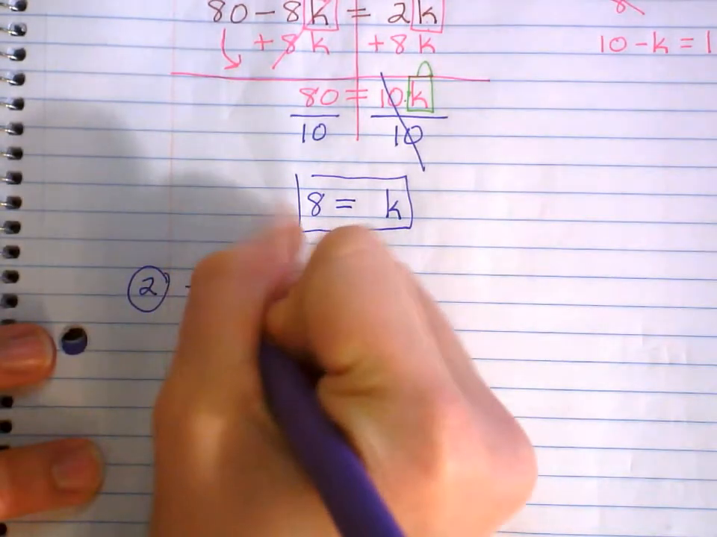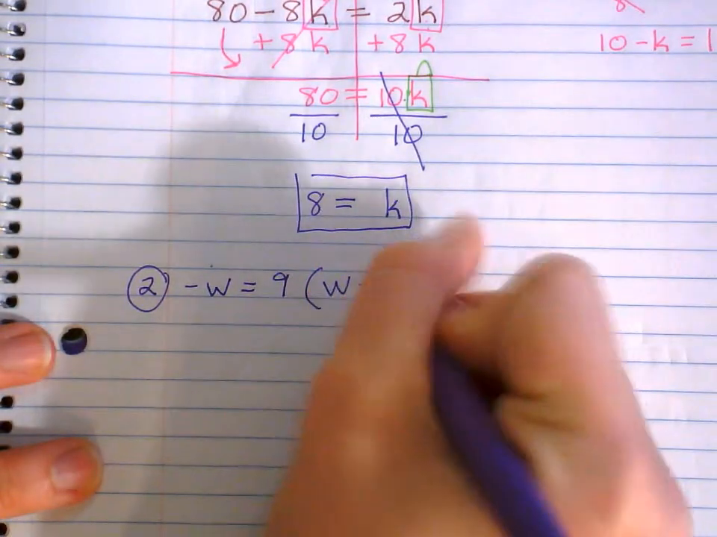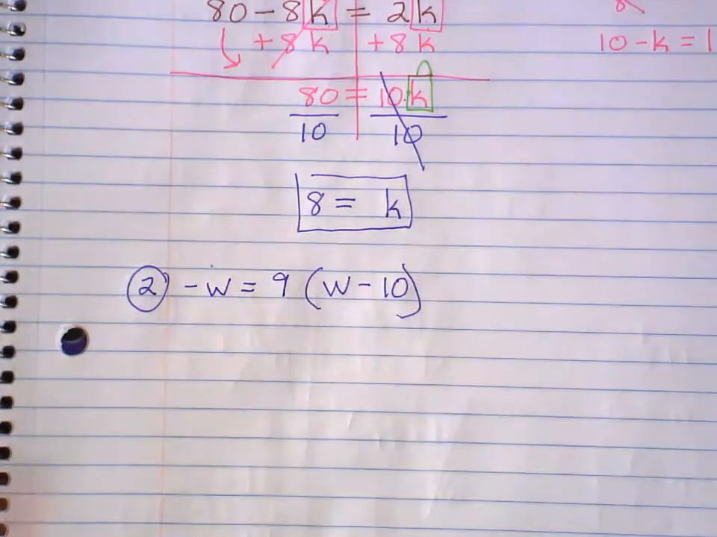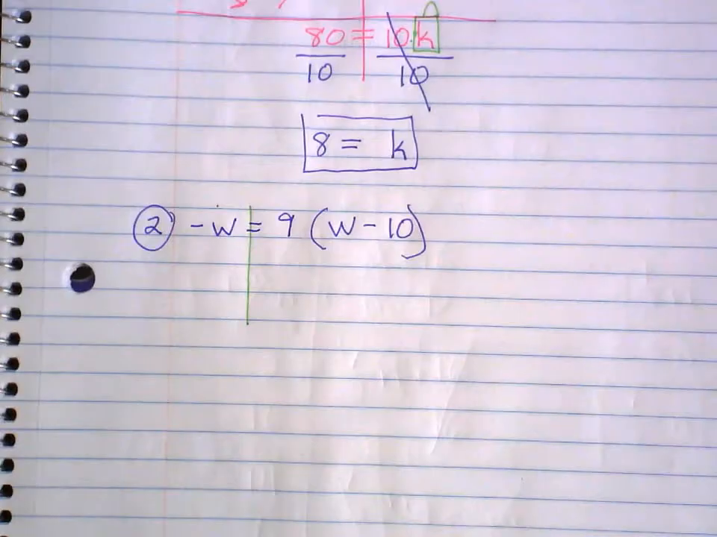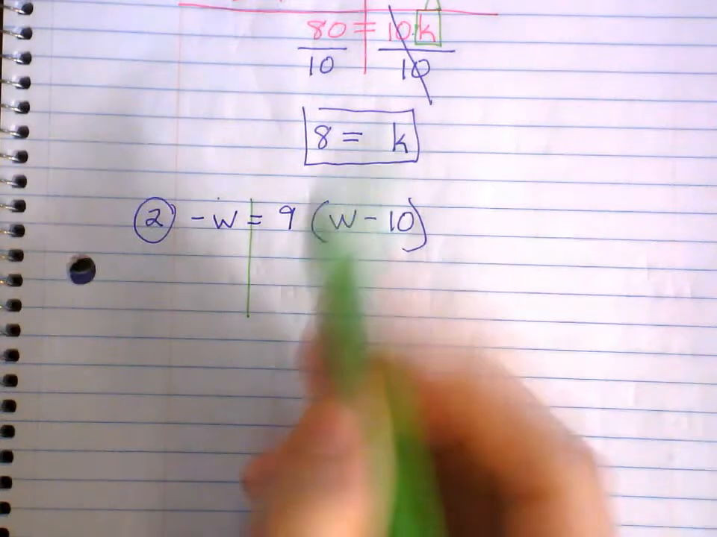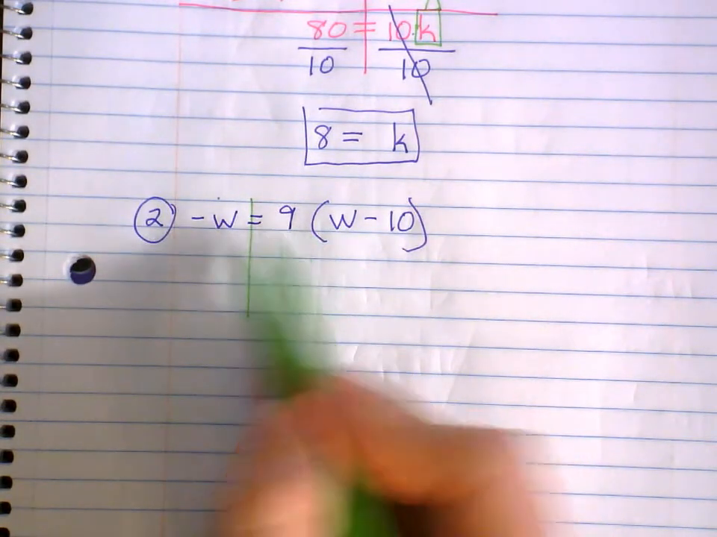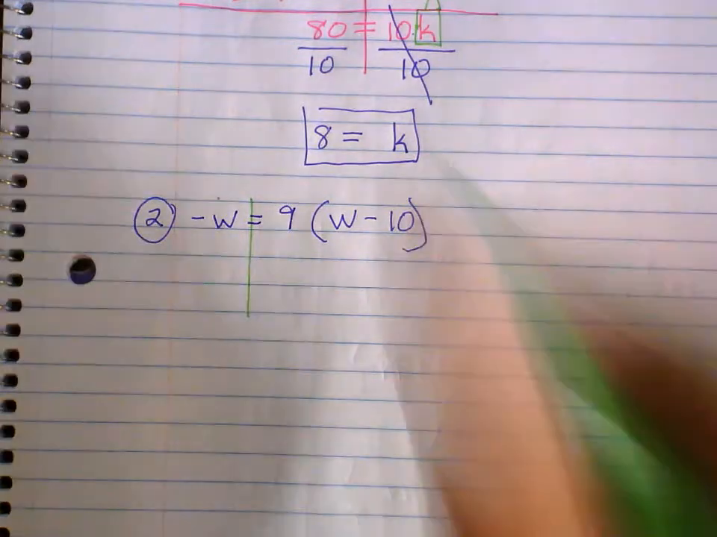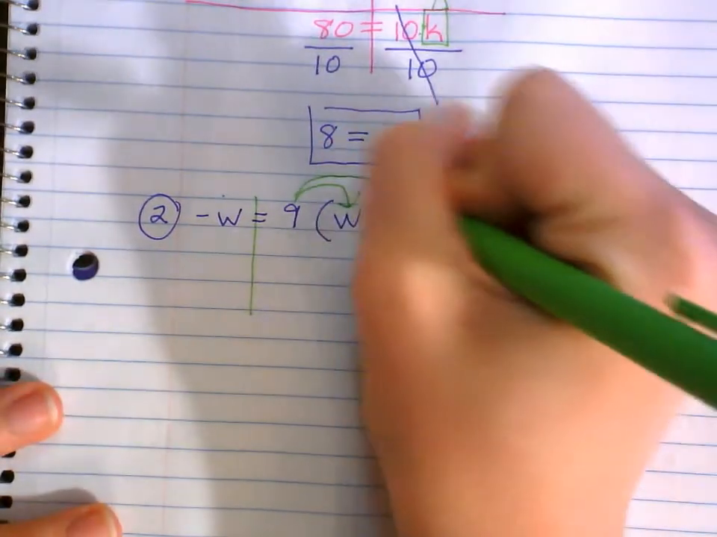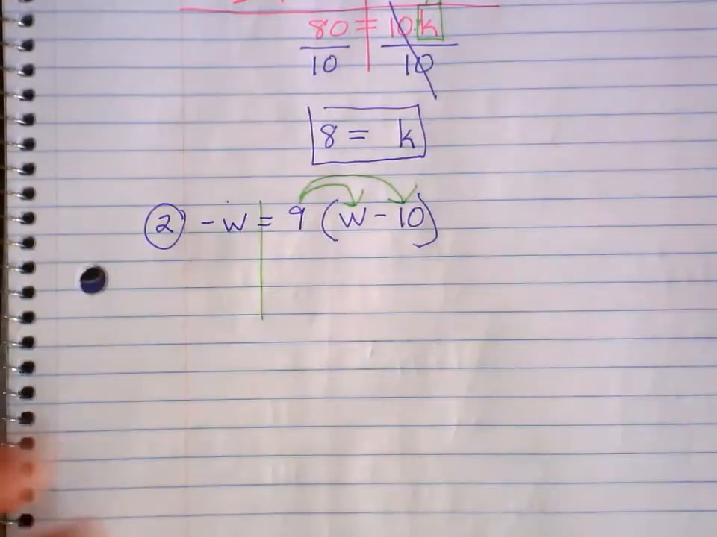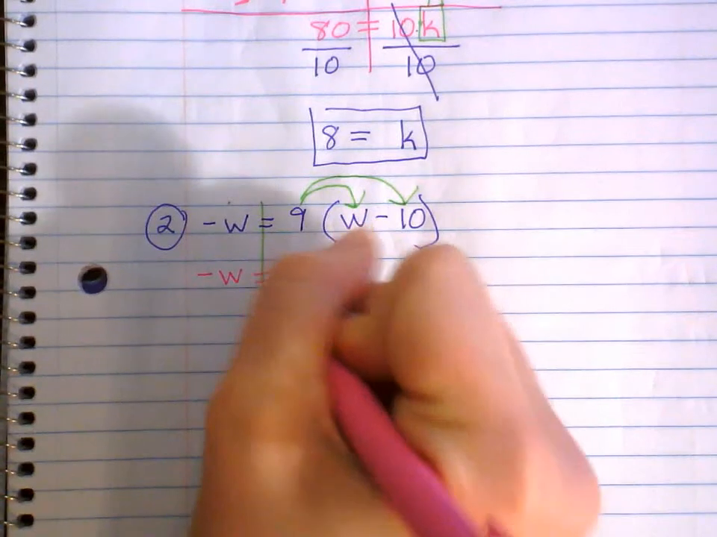Negative w equals 9 times (w minus 10). Again, there's variables on both sides. So it's not going to do us any good to divide by 9 to undo this multiplication, because then it's just going to make an ugly fraction. We need to distribute. We need to rainbow this 9 throughout. So bring down your negative w and the equal sign.